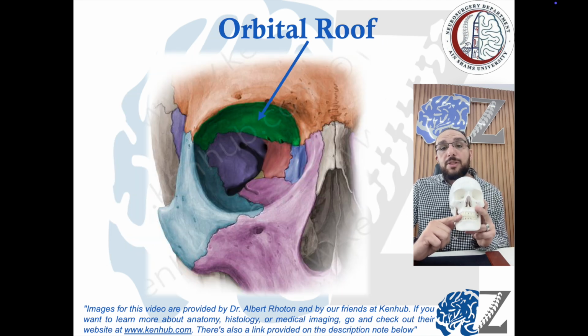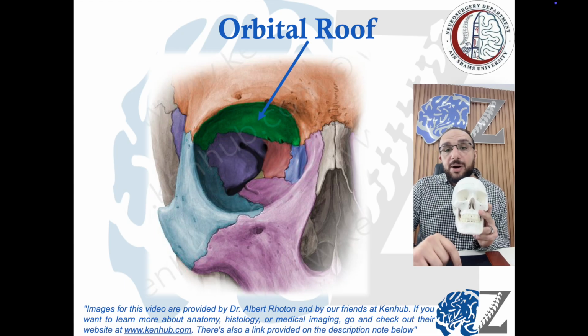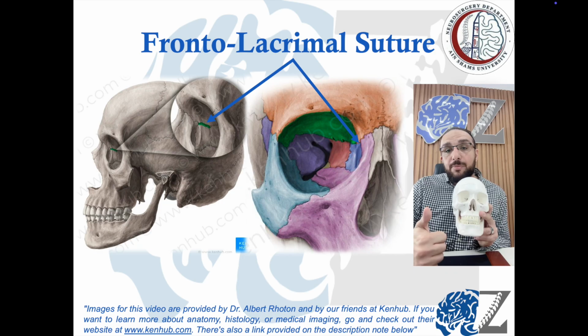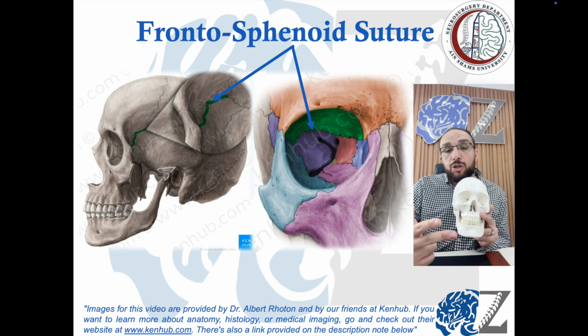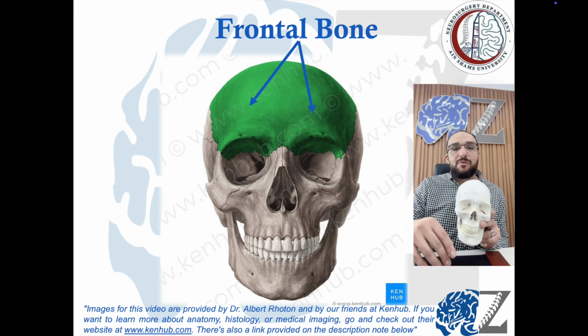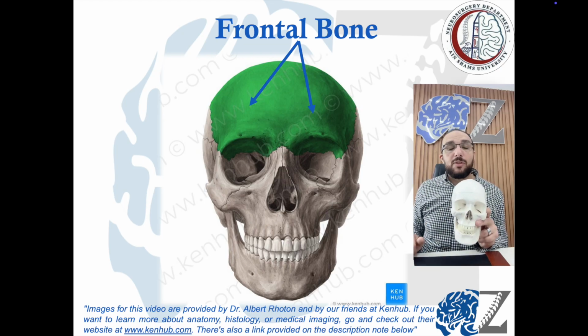And I know that the frontal bone actually shares in the roof of the orbit, and here it fuses with three bones, forming the frontolacrimal suture with the lacrimal bone, the frontoethmoidal suture with the ethmoidal bone, and the frontosphenoidal suture with the sphenoid bone. How amazing is that? And now you know everything about the frontal bone as you look at the skull from front.